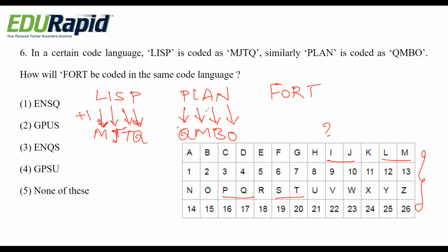Each term is in increasing order, and after F it is G, and after O it is P. So the first two terms are G and P, and for the last two terms, after R it is S, and after T it is U. So option 2 is the right answer. Here each term is increased to the next letter.